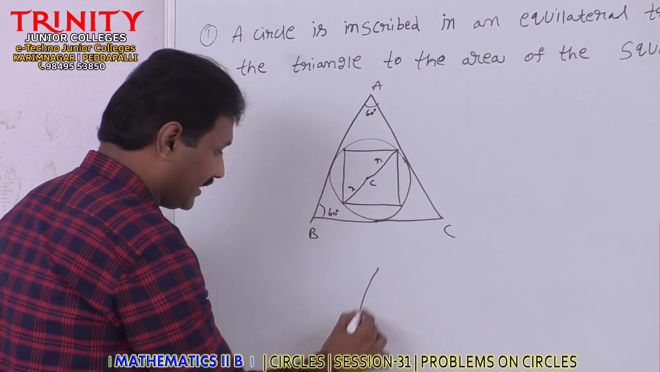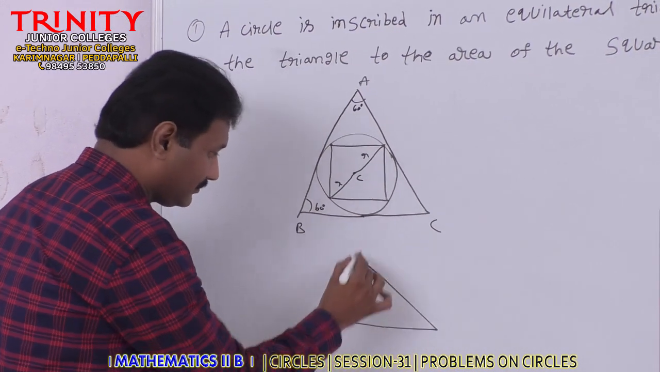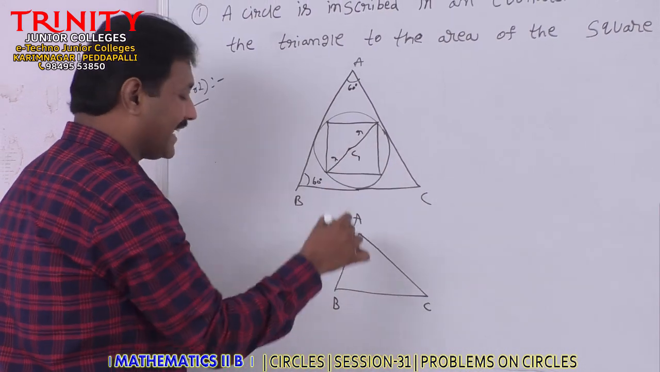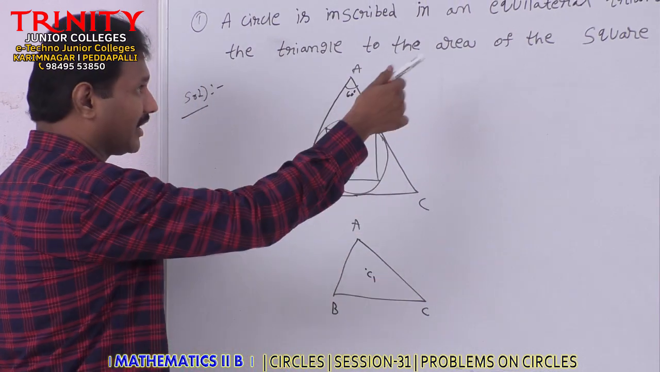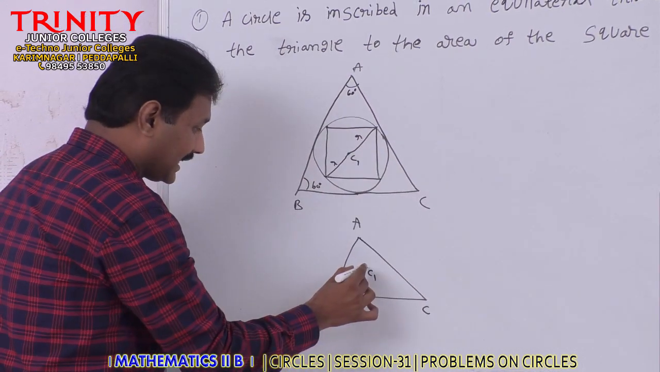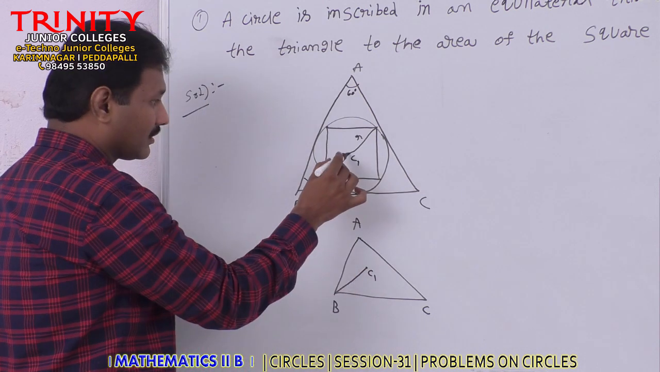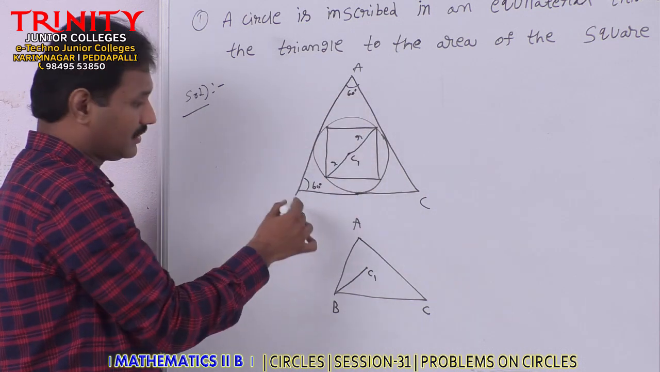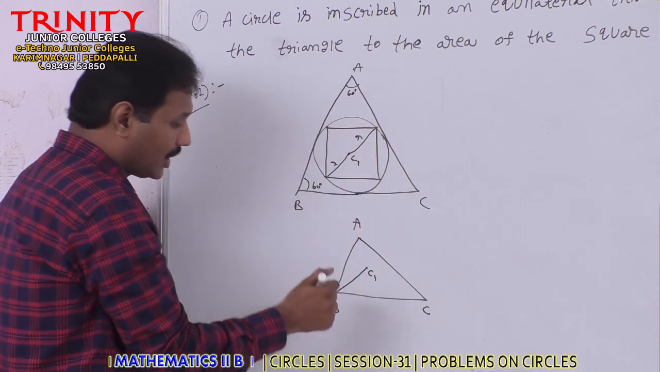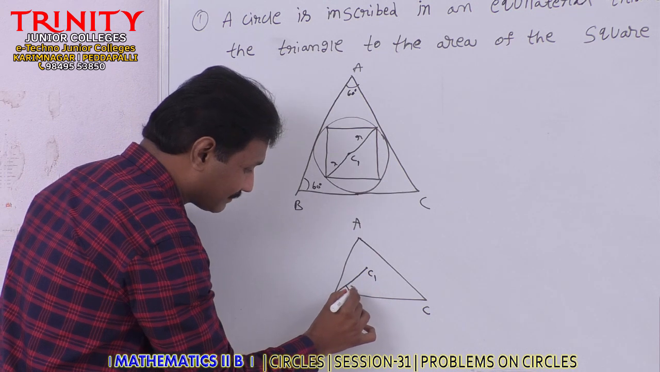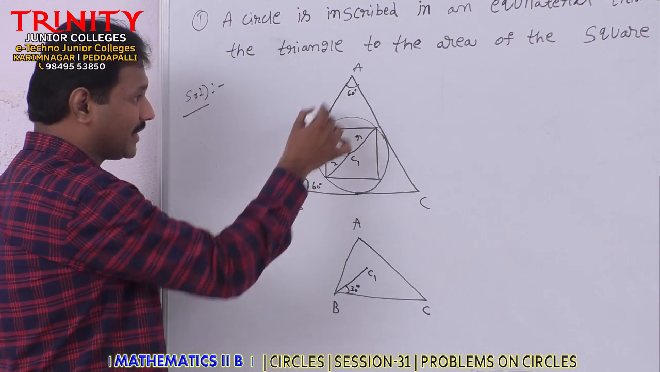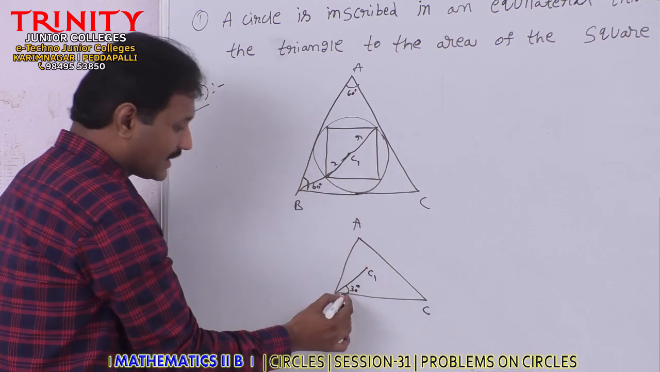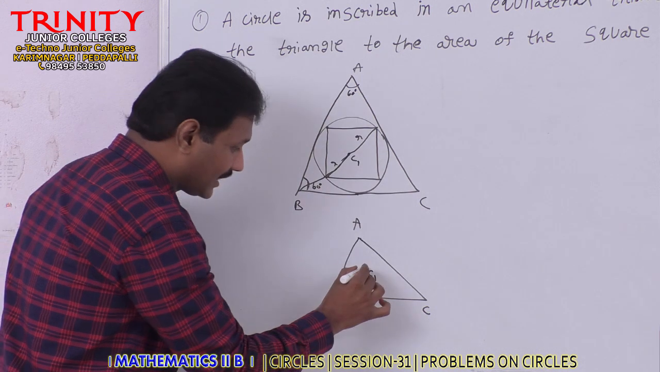In the triangle ABC, the center of the required circle will be taken as C1. This line joining B to C1 is the angle bisector at B. Therefore, this angle is 30 degrees, since the total angle is 60 degrees in an equilateral triangle.